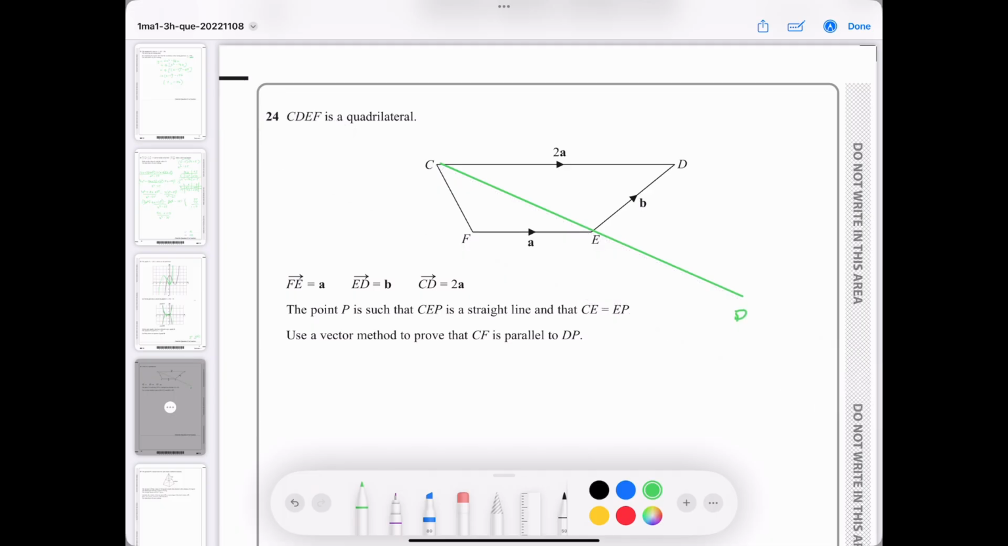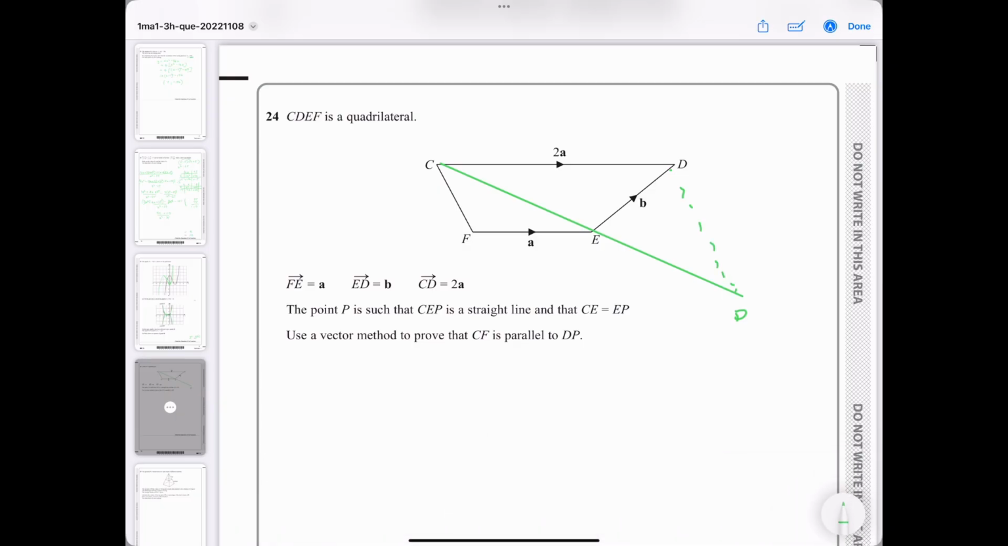Okay, and use the vector method to prove that CF is parallel to DP. So we know CE, so let's do CE first. CE equals 2A minus B. So CEP, or CP, that does look terribly like a D, but there we go. CP equals 4A minus 2B, presumably.